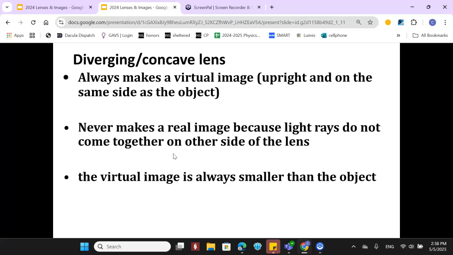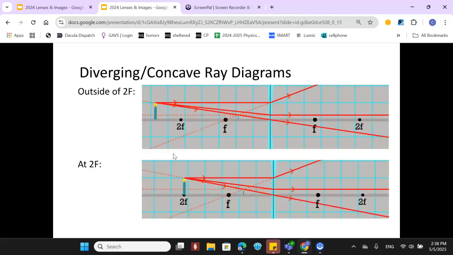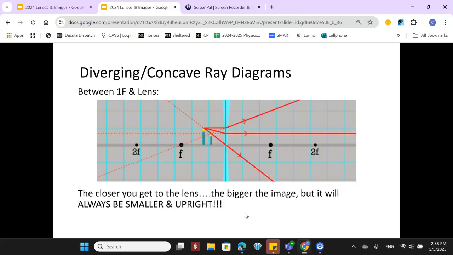So with converging or convex, it depends on where you hold the object, how far, where it's at. For diverging and concave, these three things will always be true. It doesn't matter where you place it. You're never going to get a projected image, a real image on the opposite side, and you're always going to get a smaller, upright, virtual image on the same side, no matter what. The closer you get to the lens, the bigger the image, but it's always going to be smaller than the original and upright.